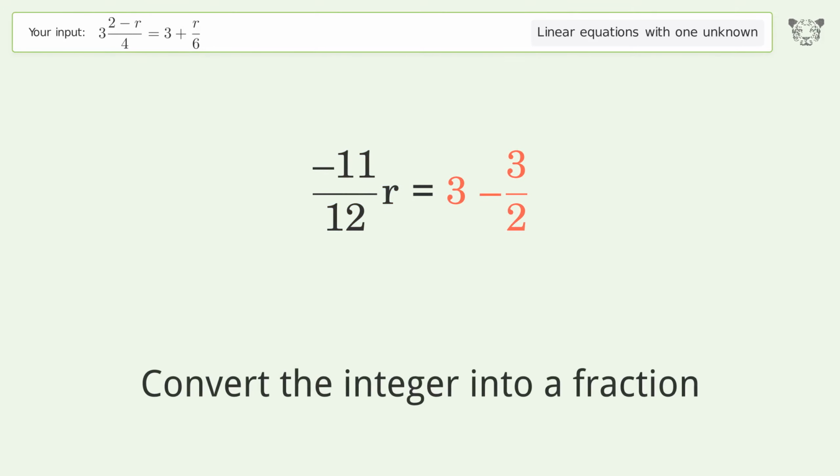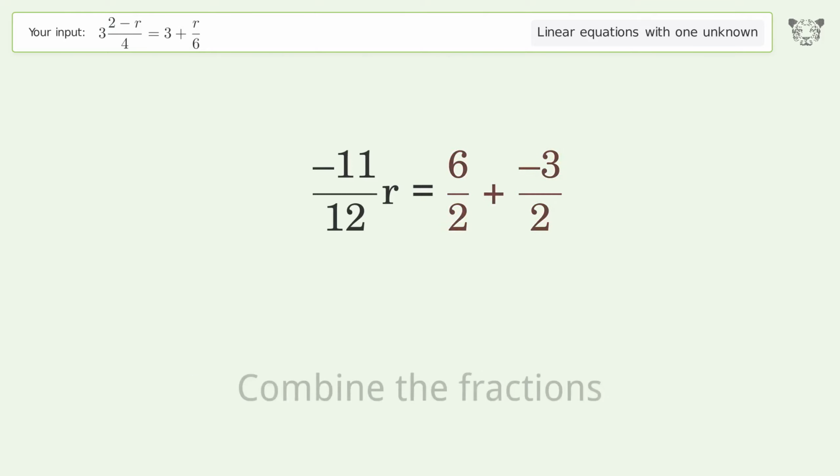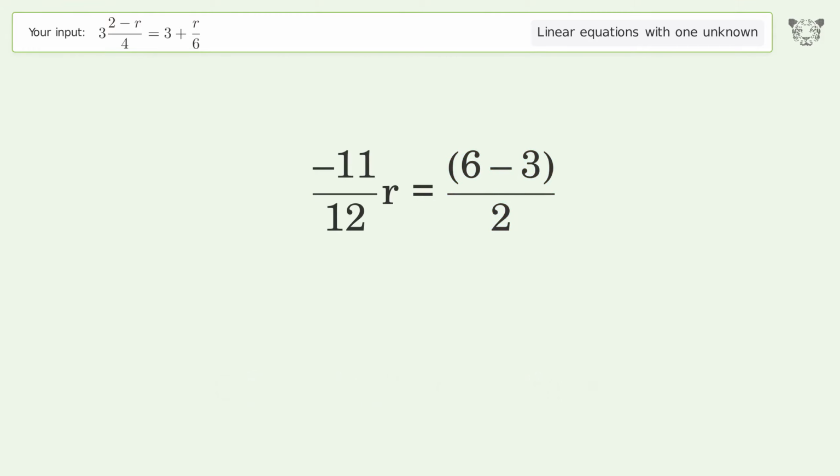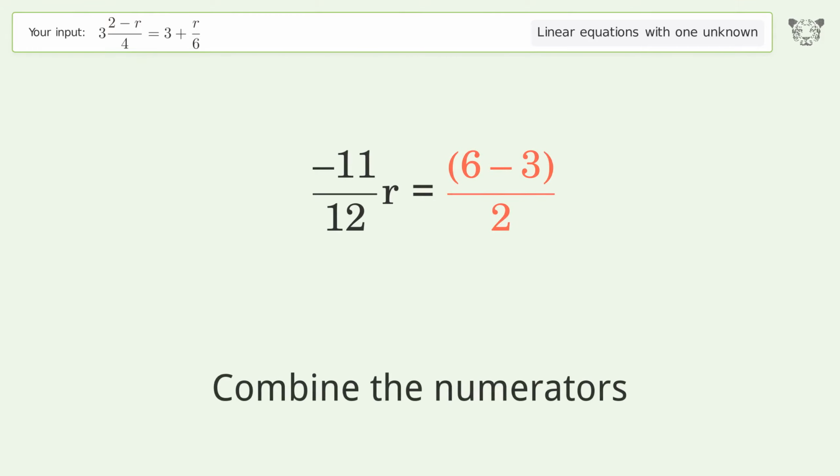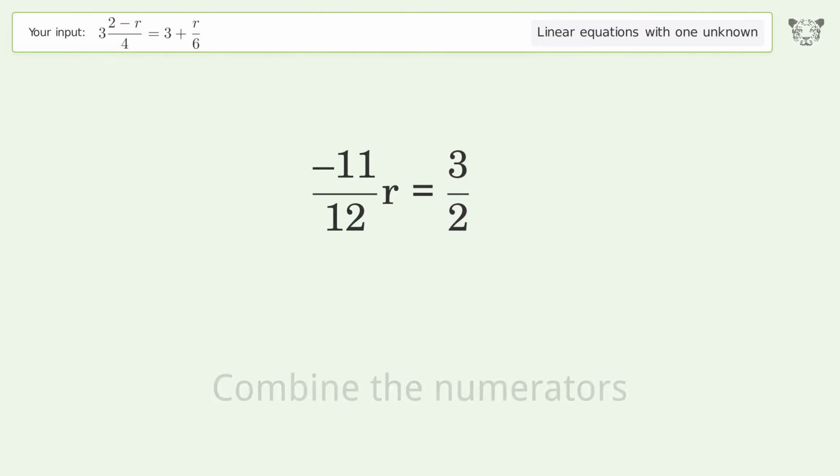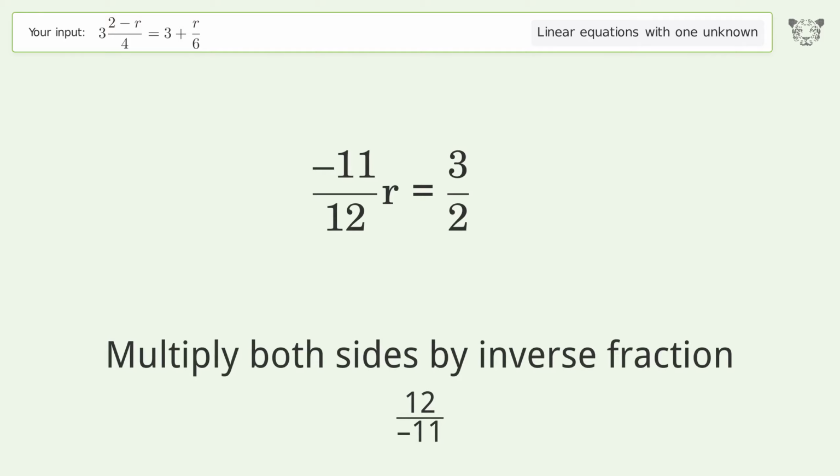Convert the integer into a fraction. Combine the fractions. Combine the numerators. Isolate the r. Multiply both sides by inverse fraction 12 over -11.